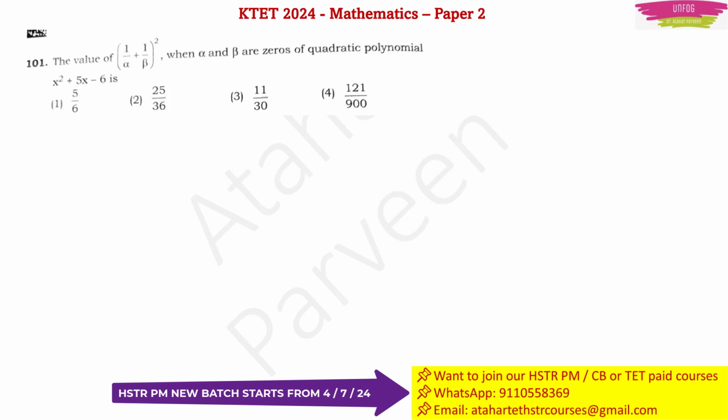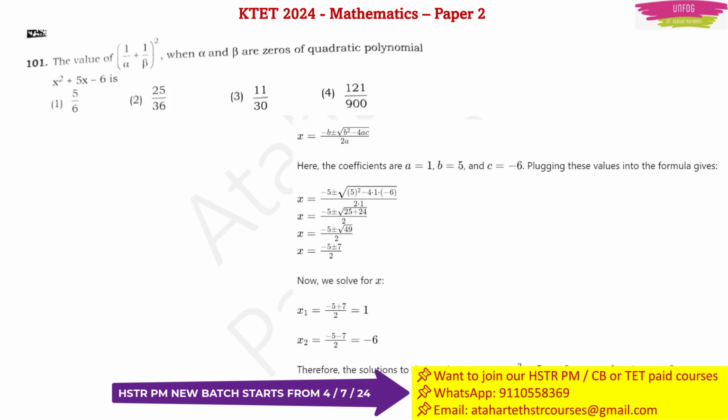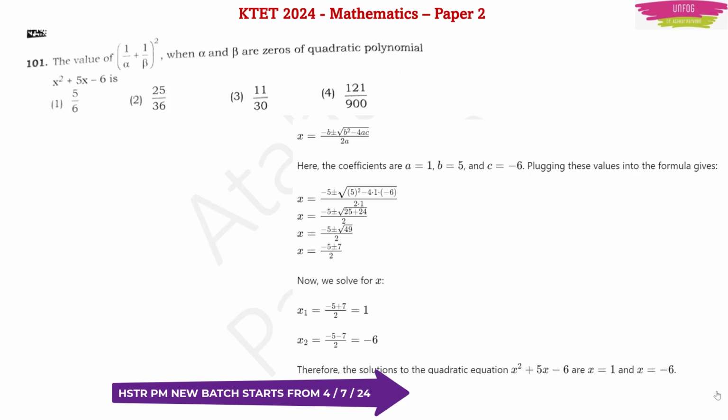Next question. The value of (1 by alpha plus 1 by beta) whole square, when alpha and beta are zeros of the quadratic polynomial x square plus 5x minus 6, is. Firstly, the given quadratic equation cannot be solved by factorization. That's why you should use the formula x is equal to minus b plus or minus square root of b square minus 4ac by 2a. Substitute all the values and it will turn out that the values of x are 1 and minus 6. Now these are the two roots. Roots are nothing but zeros of a quadratic polynomial, right?